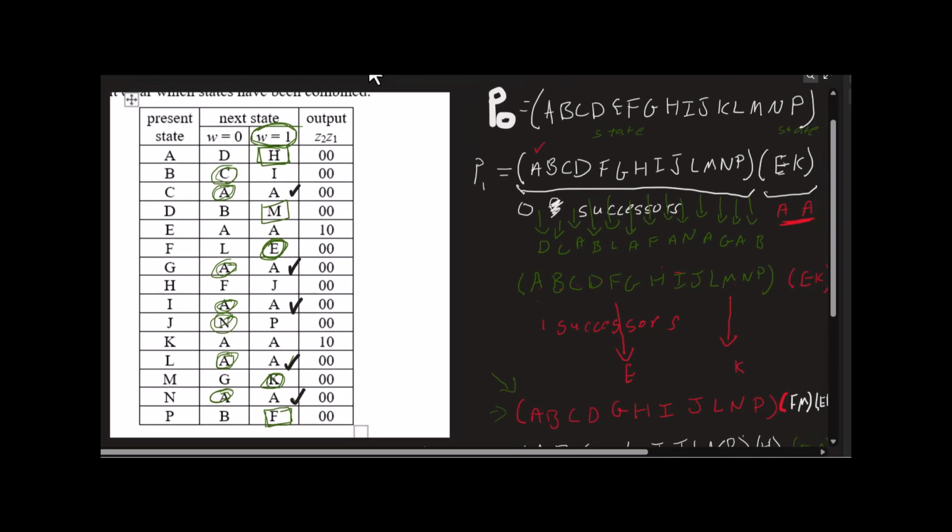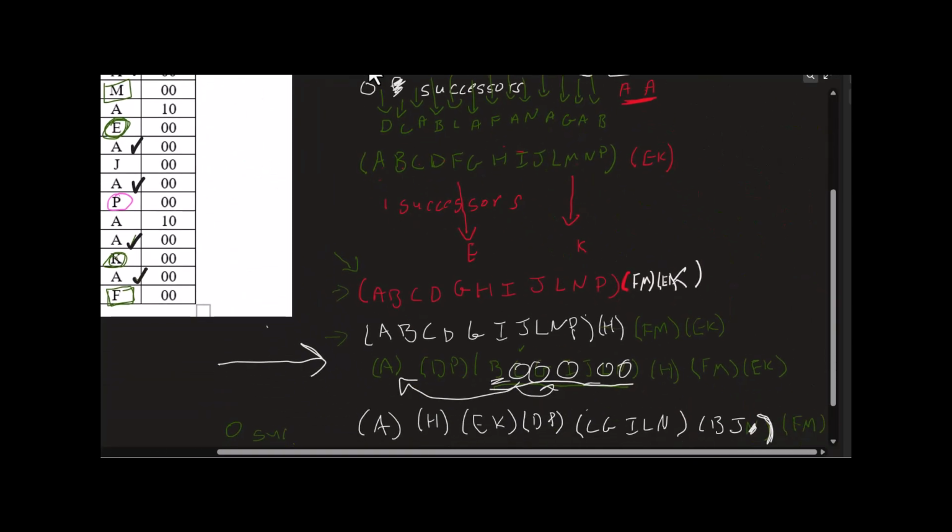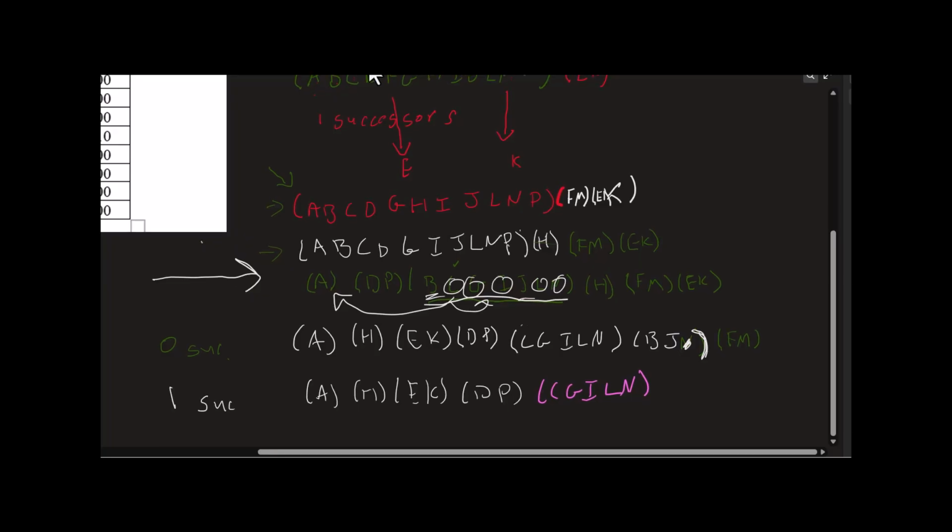B and J. B is going to I. J is going to P. Those are different, aren't they? Yep. So these have to split up.